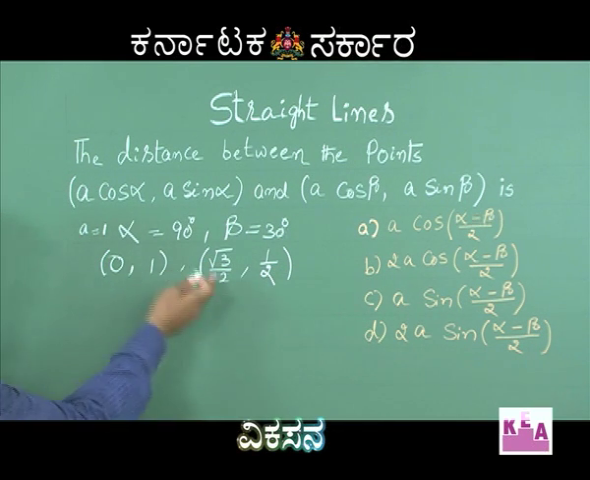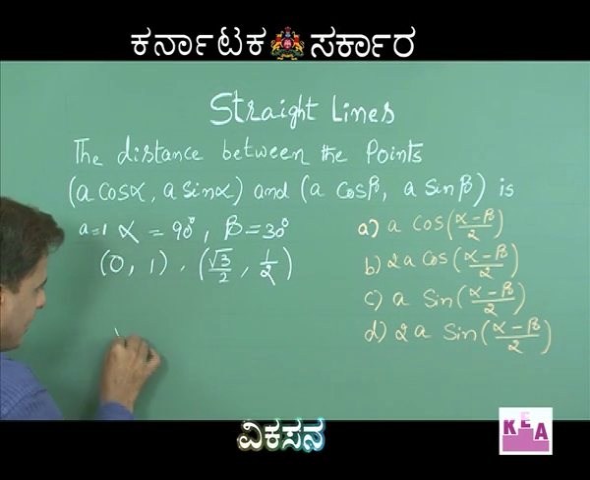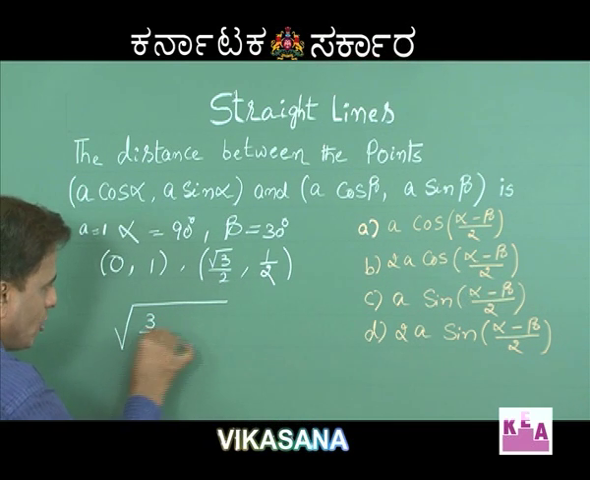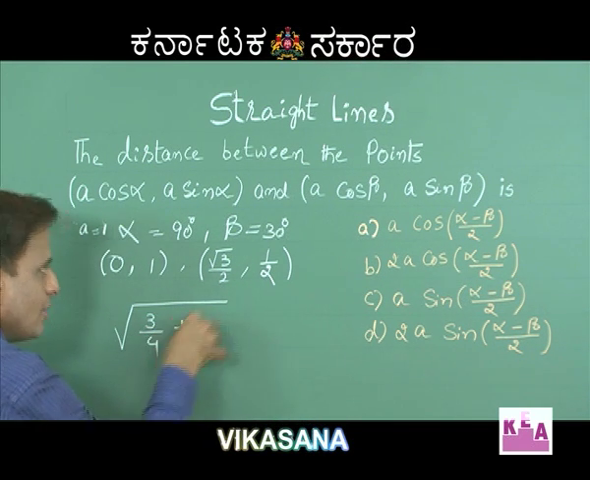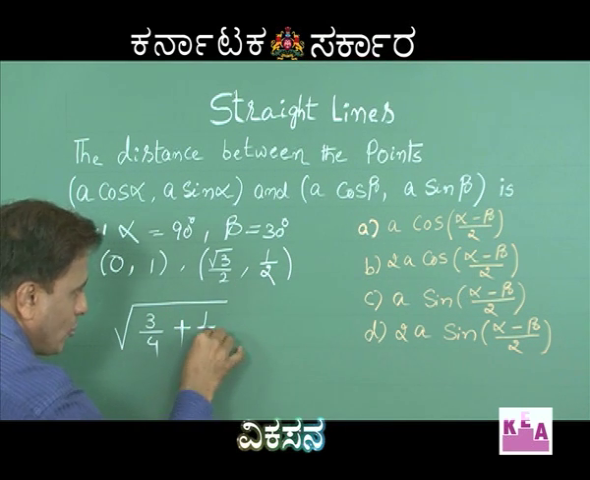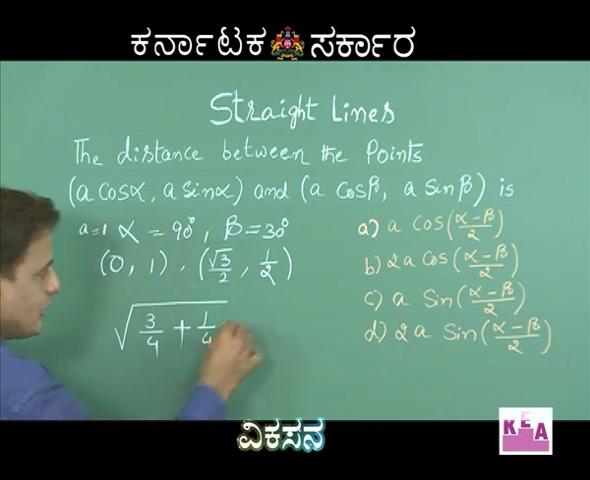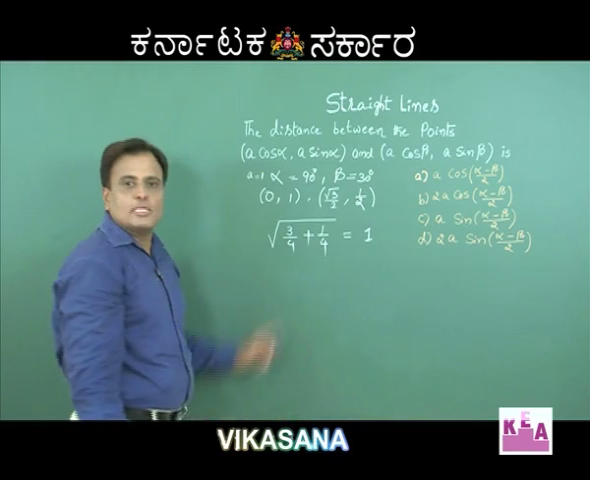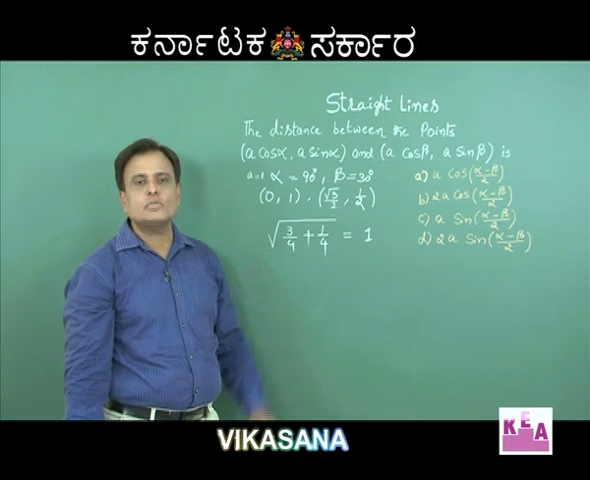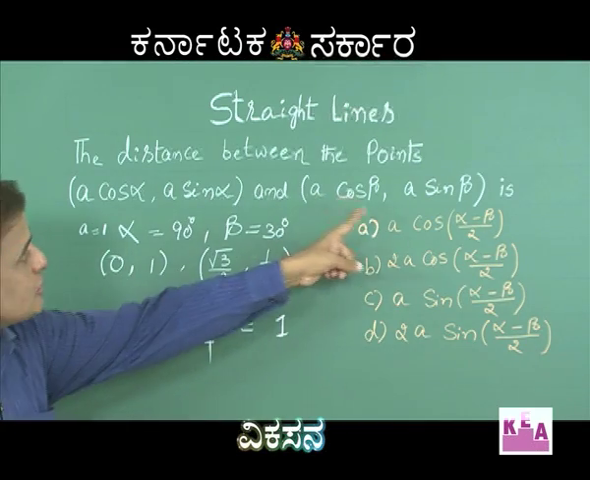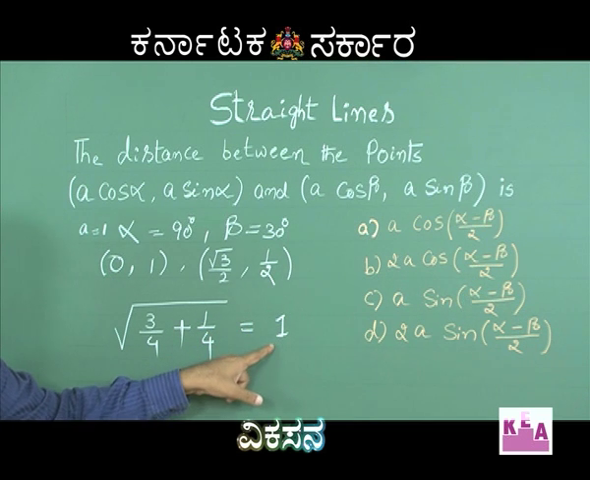Look at this. If you apply the distance formula here, what happened? Square root of (root 3 by 2) whole square, that is 3 by 4, plus (1 by 2 minus 1) whole square, minus 1 by 2 whole square is 1 by 4. After simplification, you get the answer 1. 3 plus 1 is equal to 4 by 4, it is 1. But now, which option satisfies this condition?